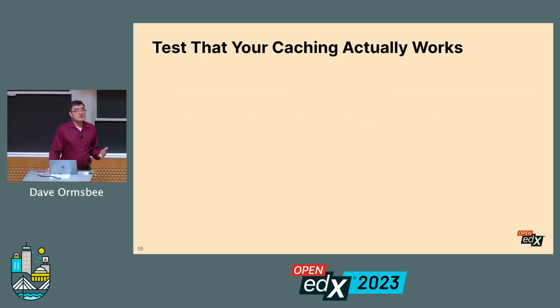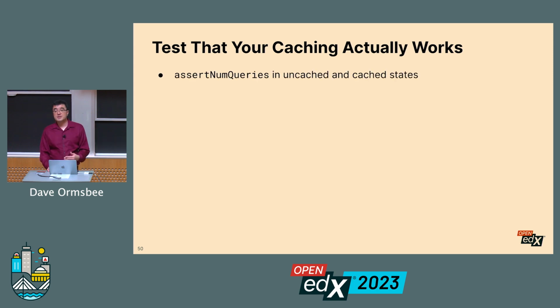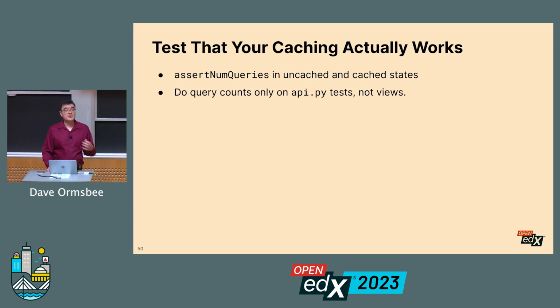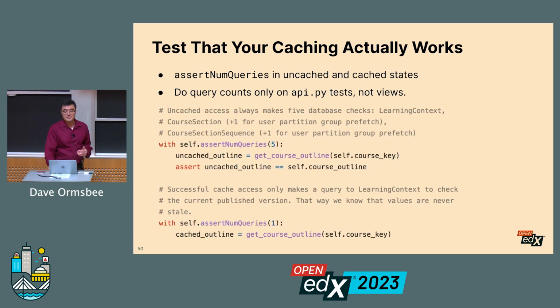And when you are doing your testing, you want to test that your cache actually works. So we use assert num queries a lot in order to do this sort of testing. You can do query counts. Try to do the query counts only in your API.py files, test files, not at your view layer. At your view layer, you're going to get a lot of other stuff that's going to interfere. So you want to try to test as little as possible.